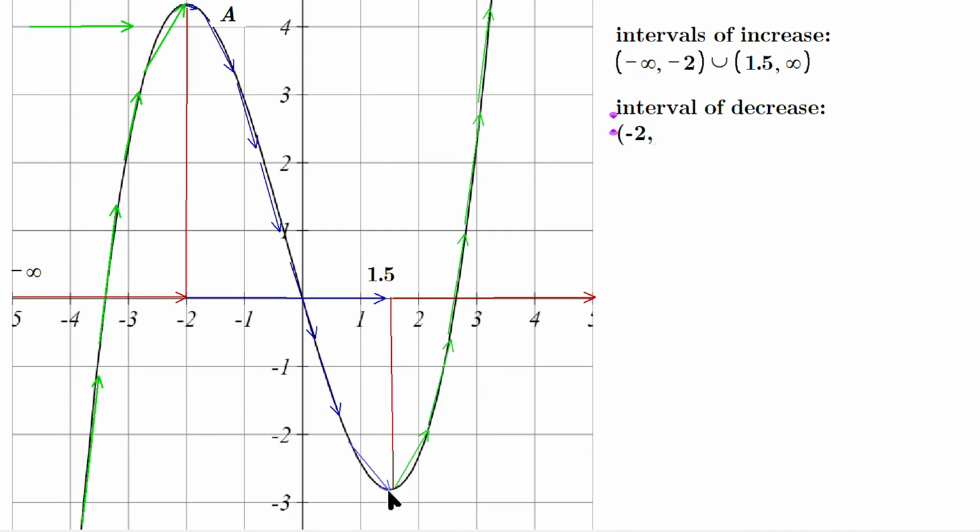At 1.5 positive, when you're at the trough here, again, do not look at the y-axis, look up at the x-axis to get that value of 1.5. That's where you stop. So -2, comma, 1.5, closed with parentheses.